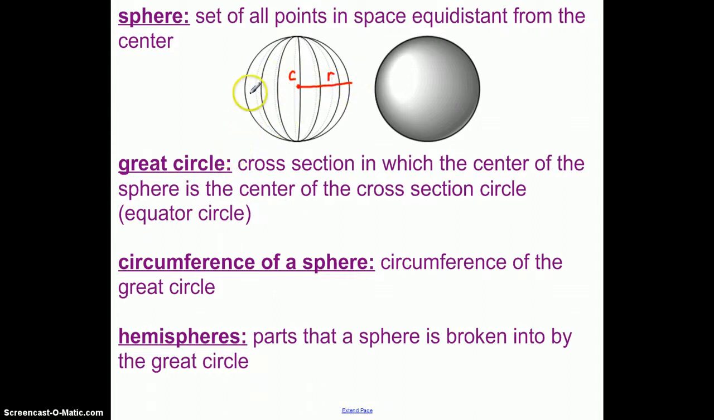Circumference of a sphere is the circumference of the circle that usually runs right down the middle through the center, and this circle is the biggest circle of all the cross sections that you could possibly make inside of a sphere. Now a hemisphere is when you cut on this great circle and it cuts into two pieces. Those would be hemispheres. A lot of this conversation of hemispheres you'll hear again when you talk about things like geography and where things are actually located.